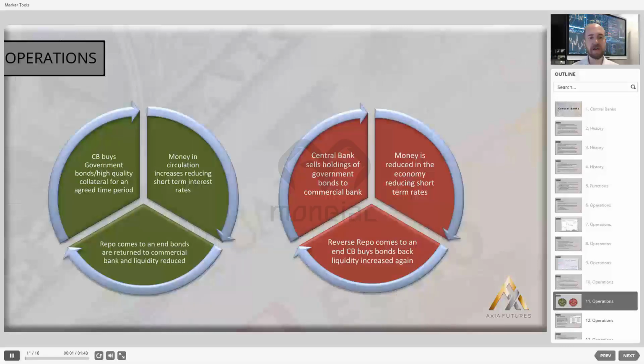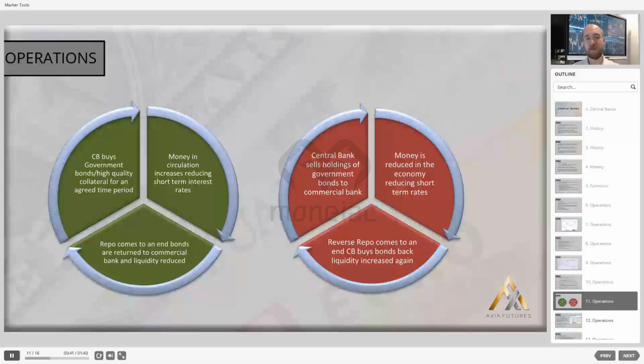So we have a look here, we've got a nice little chart, and there's a distinction between a repurchase with that sale back and a reverse repurchase operation. The repurchase operation on the left: central bank buys the bonds, high quality collateral, for an agreed time. Money in circulation increases, they then sell them back and take that money out of the economy. So what's happened is the base level of money has risen and then falls back. With a reverse repo, what happens is the base level of money falls and then rises back up.